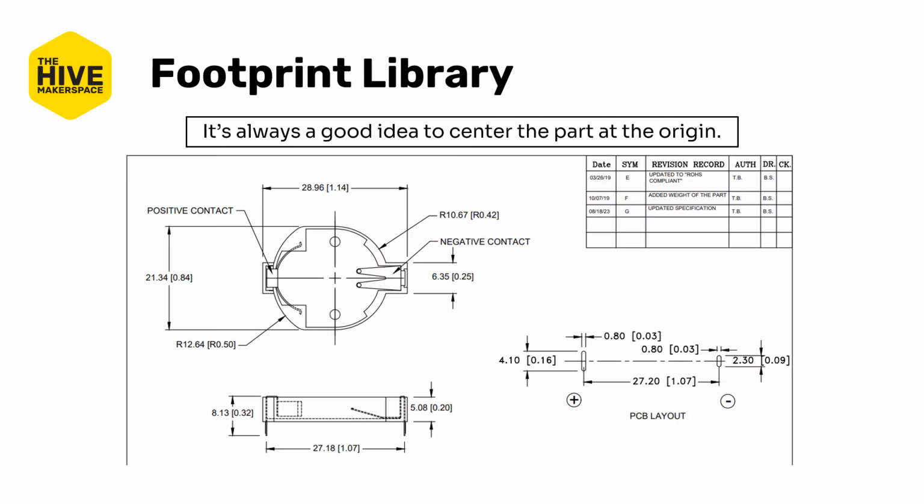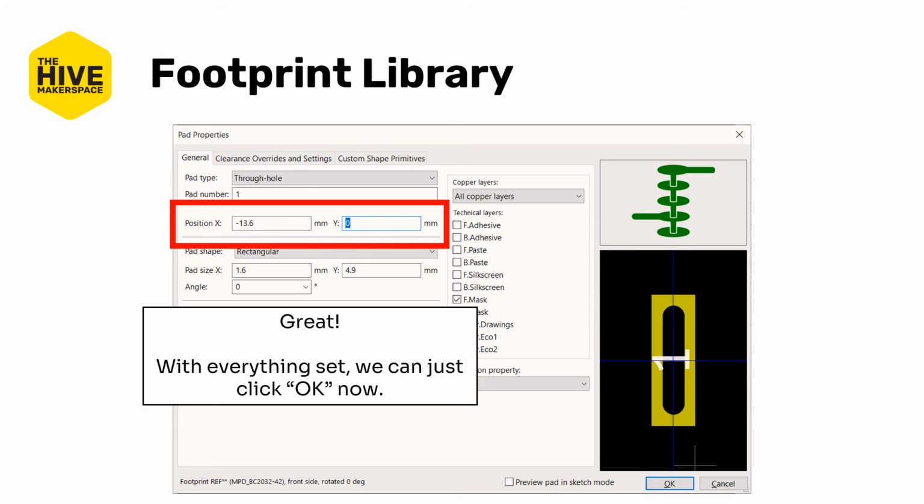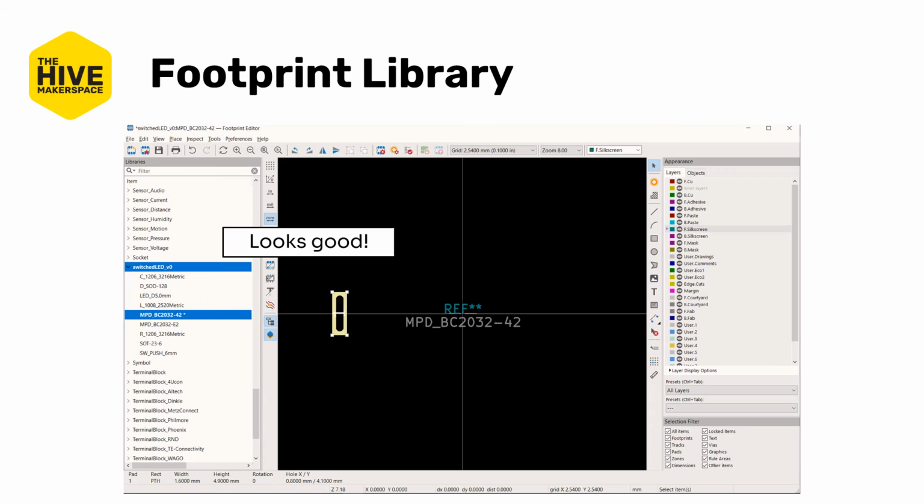Back to the drawing. Always a good idea to center the part at the origin, which also makes the dimensions a little bit easier. Because the pads, as seen here, are right along y equals 0 and are spaced 27.2 millimeters apart, we know that the left pad is going to be placed at 13.6 millimeters to the left, which means that it'll actually be negative 13.6 millimeters. Back to our pad properties, we can easily set that: position X will be minus 13.6 and position Y will be 0. And with everything set, we can now click OK.